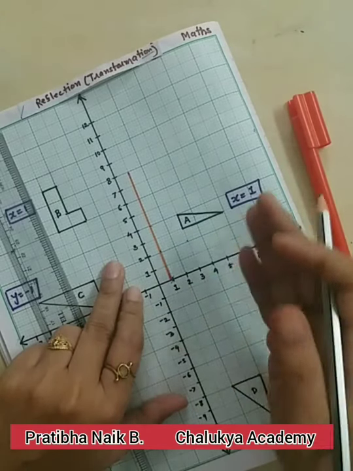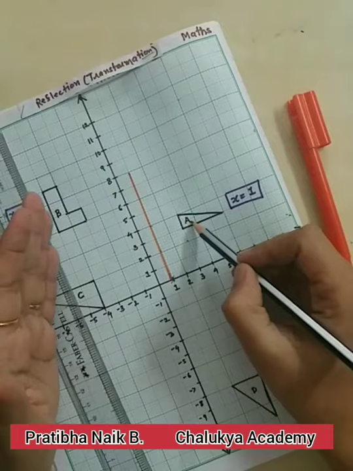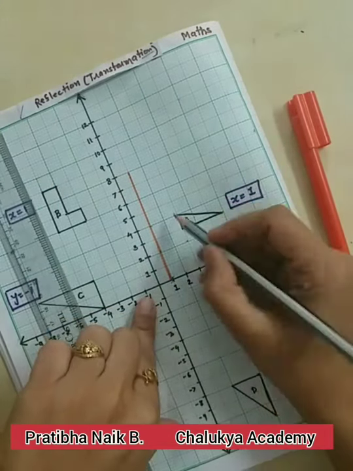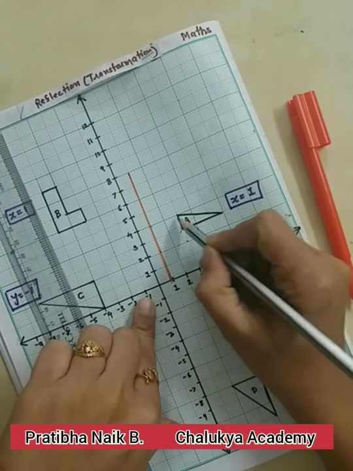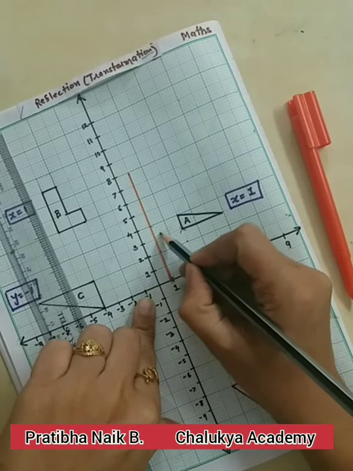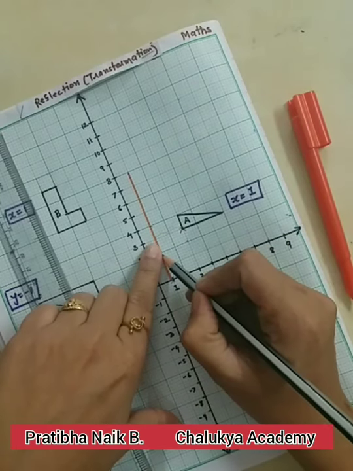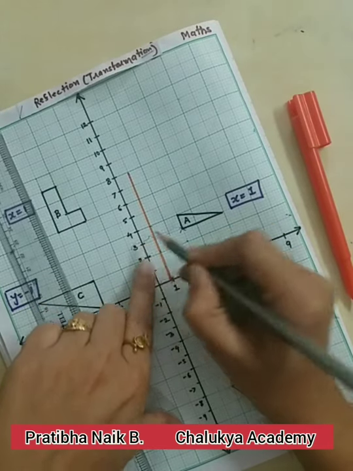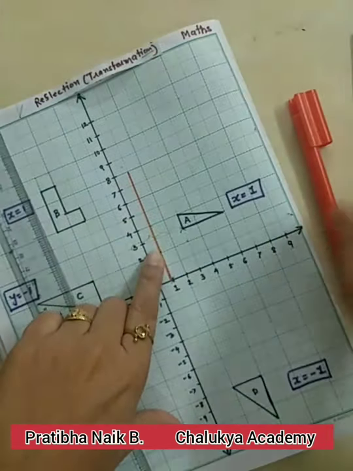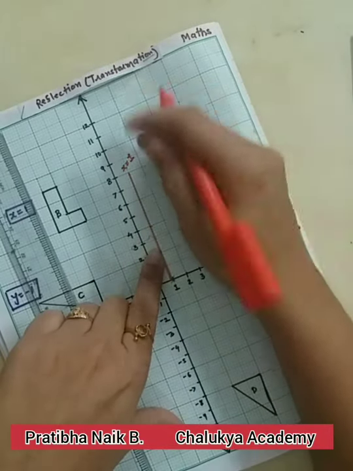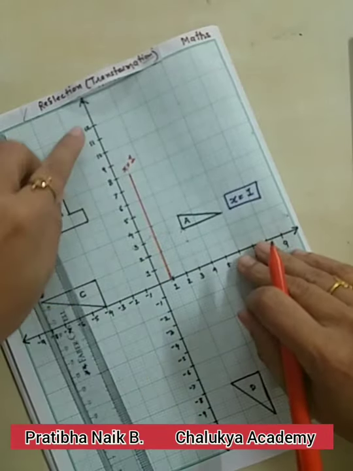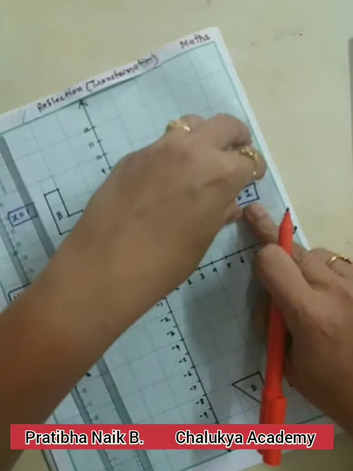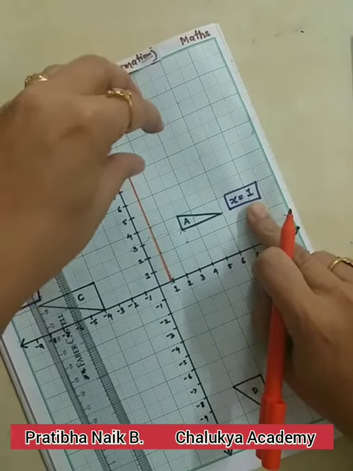While drawing the image, you must know that the object and image are always equidistant from the mirror line. It means if I consider this vertex of this triangle, if this vertex is 2 units away from the mirror line, then the reflection of this vertex is always 2 units away from the mirror line. So this is our mirror line. While making the reflection, you should not consider this axis, you should consider the mirror line, or the coordinate which is mentioned, taken as a mirror line.